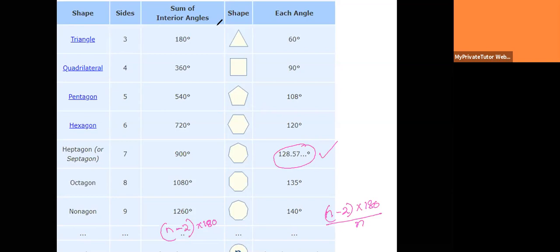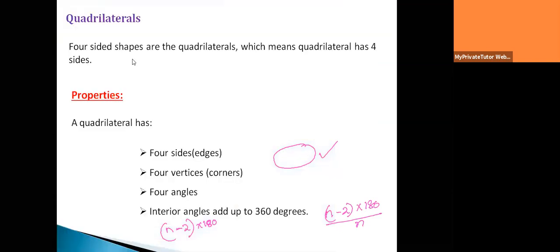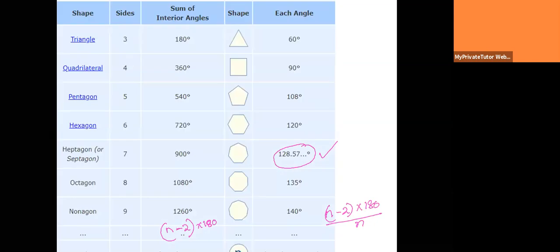So please let me know if you have any questions. Else we'll move to the quadrilaterals or maybe exterior angles. Any questions, Amira?